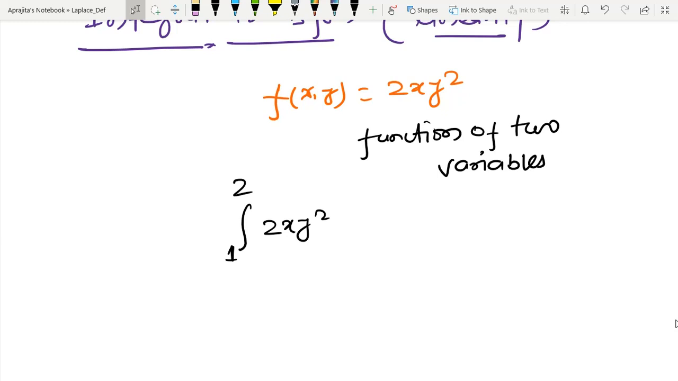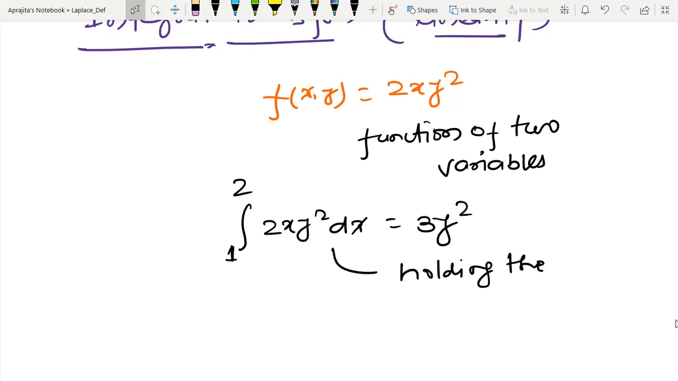2xy squared dx. So if you solve this, here you can see that whenever I am writing dx it means I am holding variable y as a constant, then whatever expression I am going to get is in terms of the constant variable or holding variable, you can say. So the interpretation of this particular integration is that I am holding the variable y as a constant, and that is the interpretation of this particular integral.